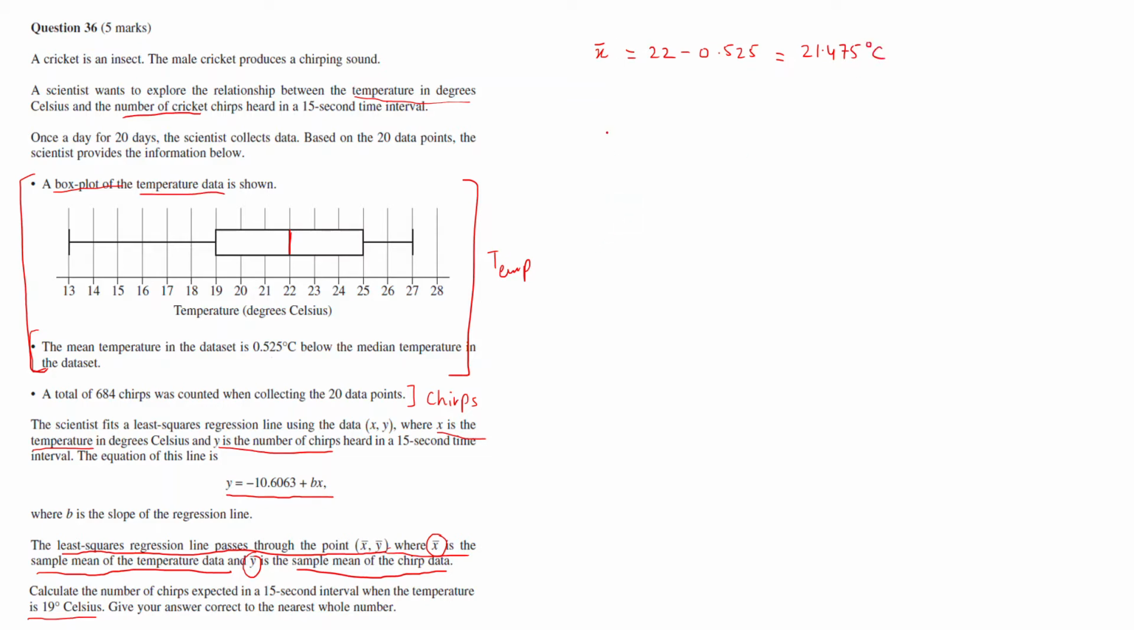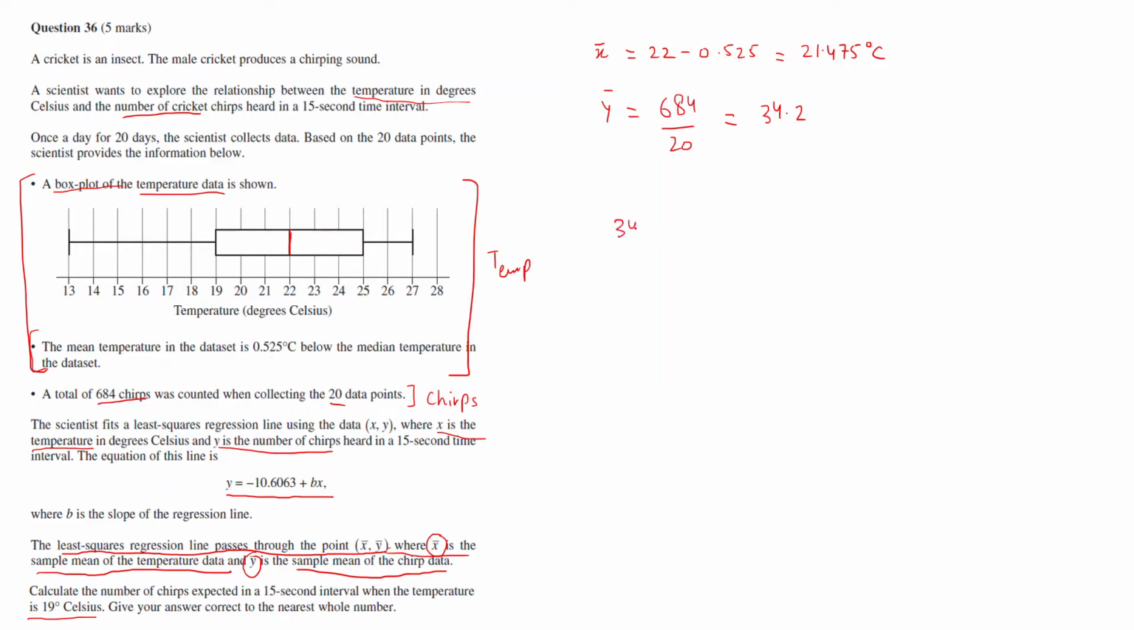You know this x bar. y bar is even easier. You're given there are 684 chirps. You're given it's from 20 data points. This is just the standard mean formula: 684 divided by 20. So the mean number of chirps for the sample data is 34.2. Now you know both of these. All you need to do is plug them in to calculate b.